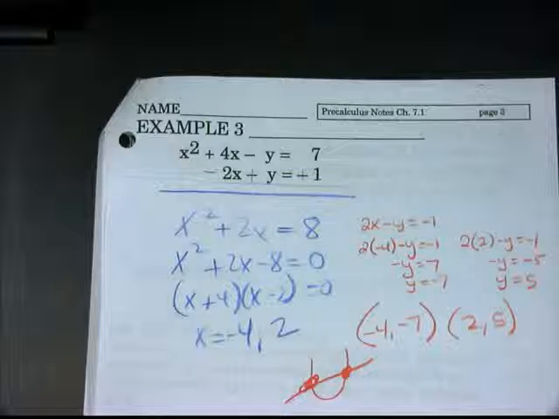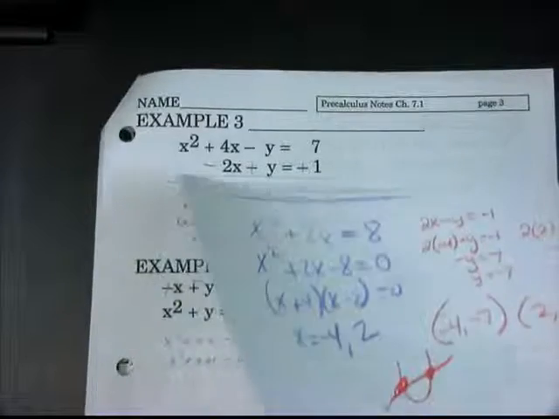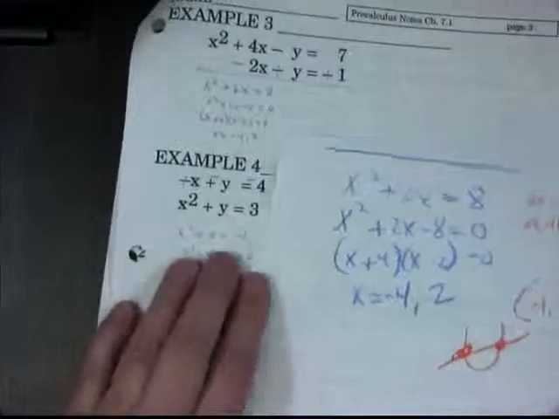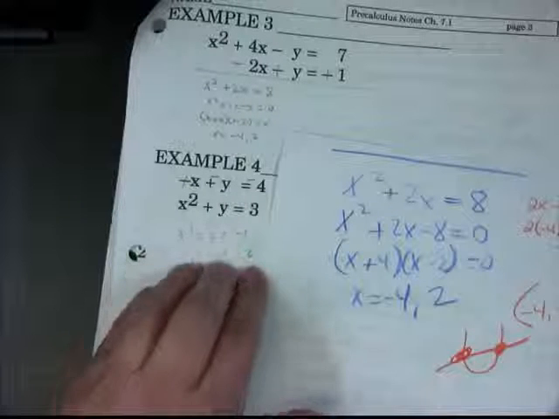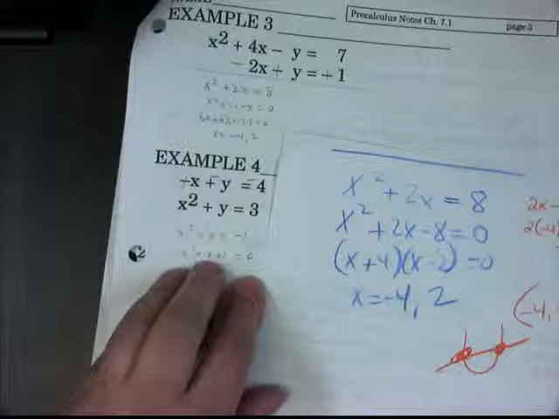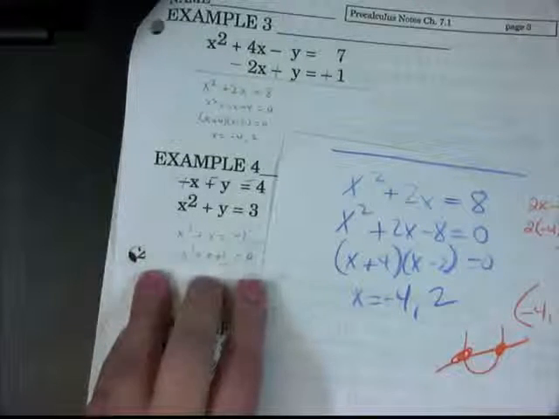Same thing with example number 4. I want you to work on that. The only difference is what happens is when I combine and I get x squared plus x is -1, so I set it equal to 0, that can't be factored. So you're going to use the quadratic formula on that one.